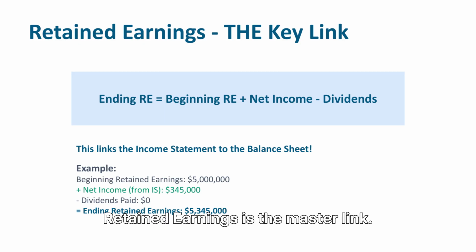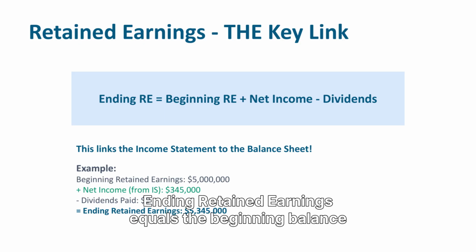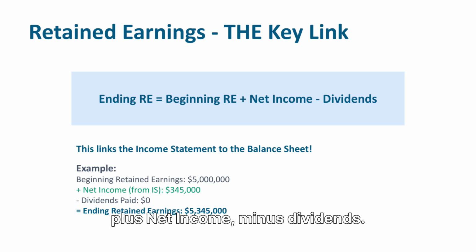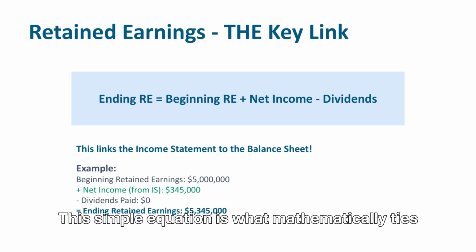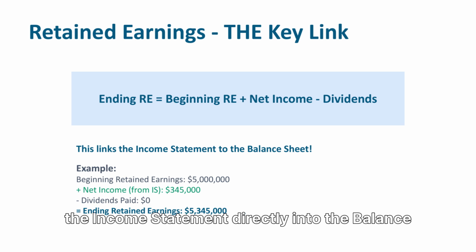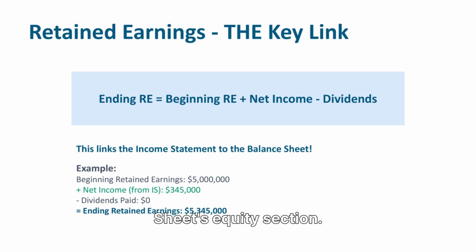Retained earnings is the master link. Ending retained earnings equals the beginning balance plus net income minus dividends. This simple equation is what mathematically ties the income statement directly into the balance sheet's equity section.